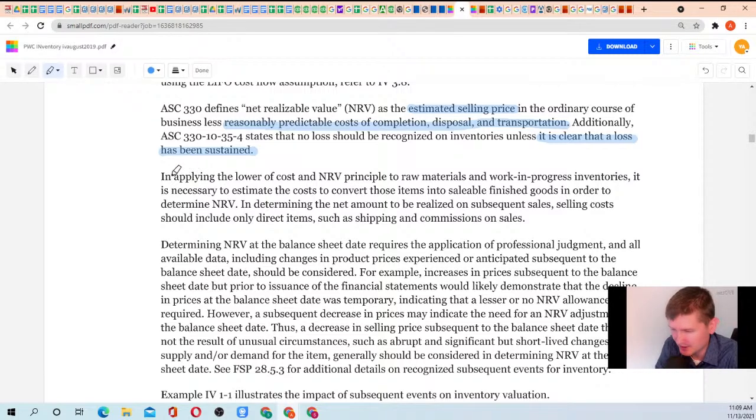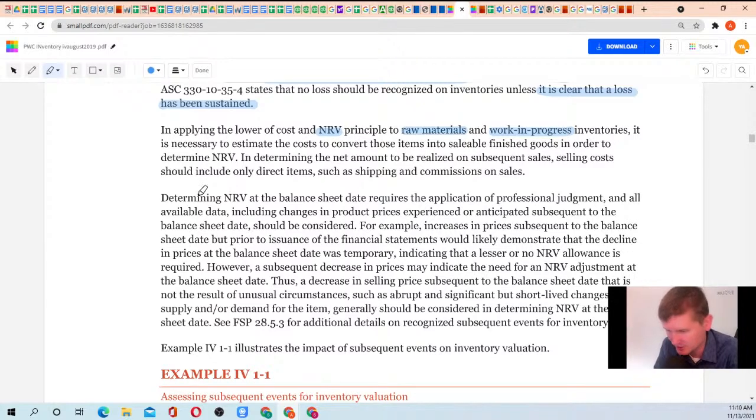A complication is that you need to apply NRV to work in progress and raw materials. Even before you created a finished product, you need to make adjustments to raw materials. If you know that you will create a loss-making finished product from your raw materials and work in progress, you need to make respective adjustments unless you can prove that you can sell those raw materials or work in progress separately for higher than you are selling your finished goods based on these market conditions.